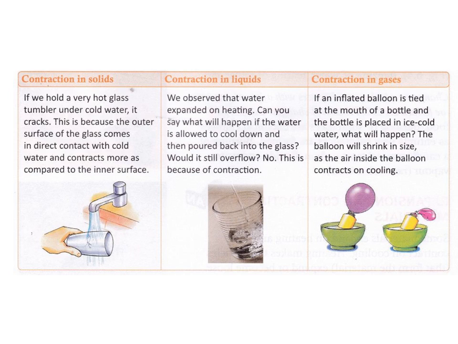You can see the picture and also the details. If we hold a very hot glass tumbler under cold water, it cracks. Have you ever seen it? You can experiment with the help of an elder of your house. This is because the outer surface of the glass comes in direct contact with the colder water and contracts more as compared to the inner surface. That's why it cracks. This is because of contraction of the solid material. I hope you understood this.